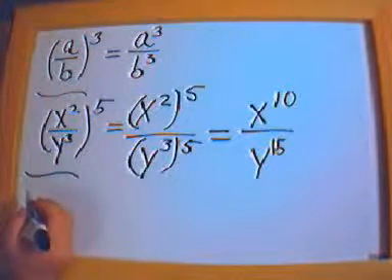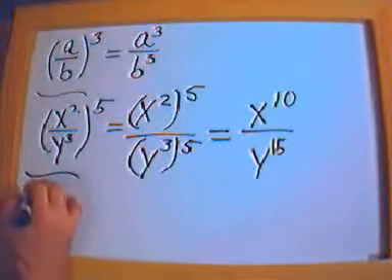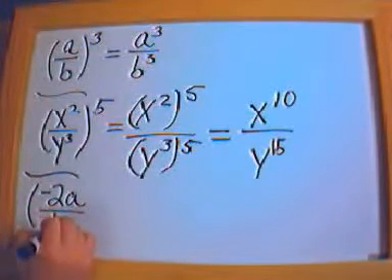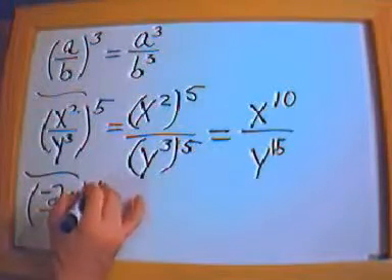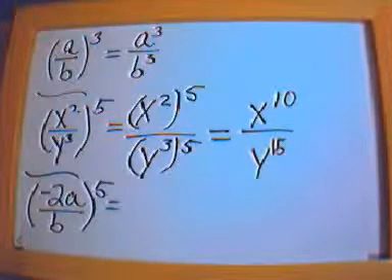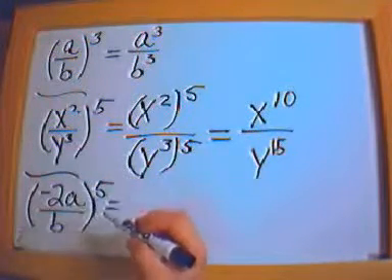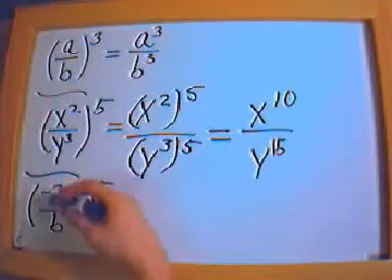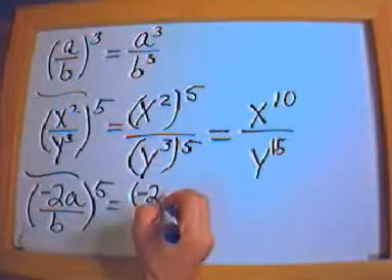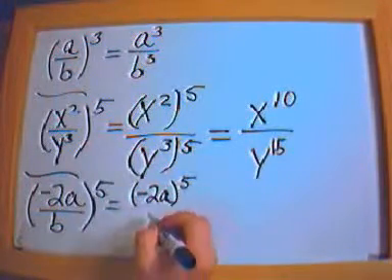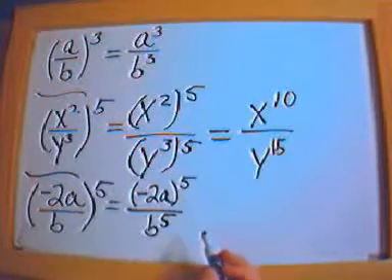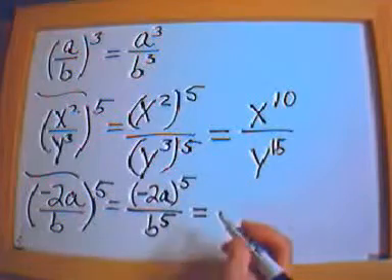So let's say you have something like negative 2a on the top over b, raised to the fifth power. Okay. Well, how am I going to handle that? I've got to raise the top by the fifth power and the bottom by the fifth power. But the top is a little complicated, so I'm going to take it step by step. On the top, I'm going to have negative 2a raised to the fifth power. On the bottom, I'm going to have b raised to the fifth power, because I've got to apply the power to both of them. All I need to do is figure out how to simplify the top.